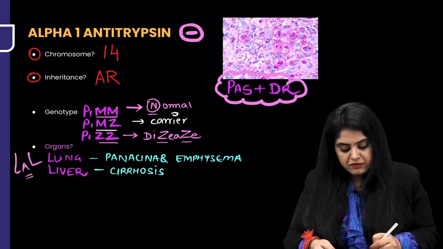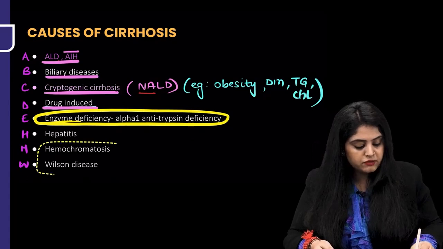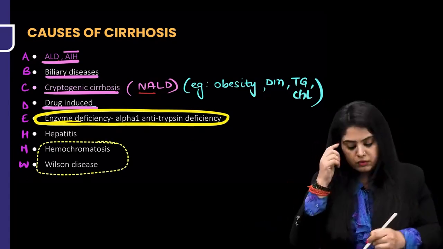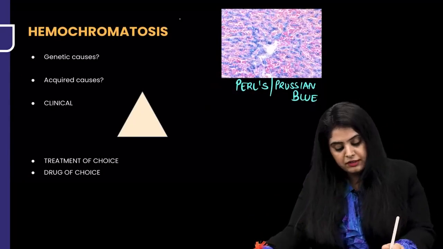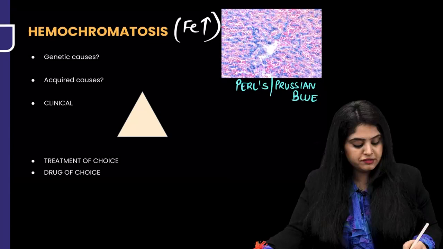Please note, you have finished your enzyme deficiency, and now I'm going to take you to the last two things, which is hemochromatosis and Wilson's. Iron overload, copper overload. Done. When I talk about iron overload, hemochromatosis, as all of you can see, iron overload is going to happen. What are the genetic causes and what are the acquired causes?